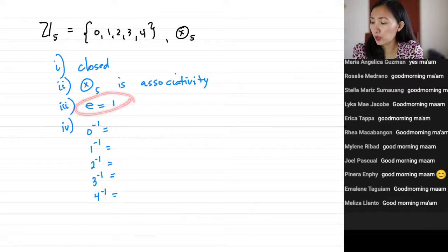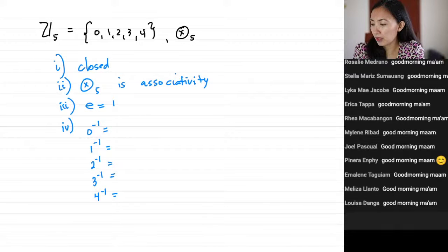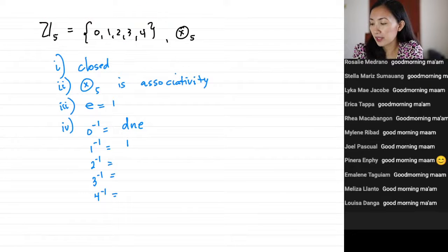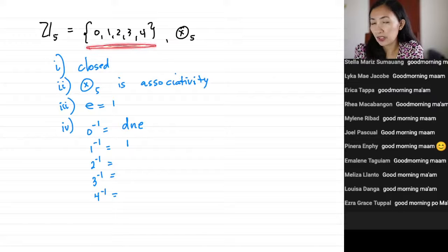Is there a number which when multiplied to 0 gives a product of 1? None. Because 0 times any number is 0 itself. So the inverse does not exist. How about 1? What must be multiplied to 1 to get a product of 1? Obviously, it's 1. So meron. But 2, may inverse kaya si 2? What number should I multiply to 2 in modulo 5? Take note, we are talking of the set of remainders upon division by 5, Z sub 5. What is the inverse of 2? Okay, 2 inverse is 3.